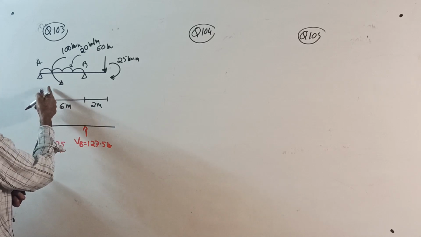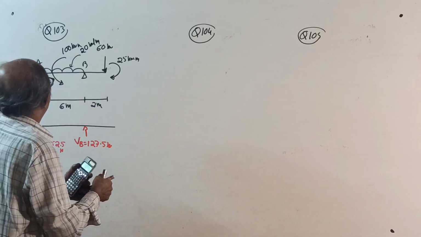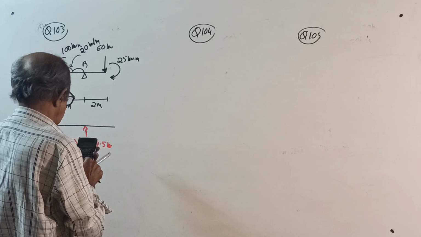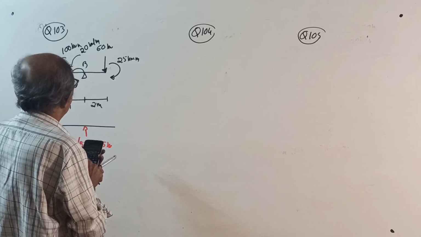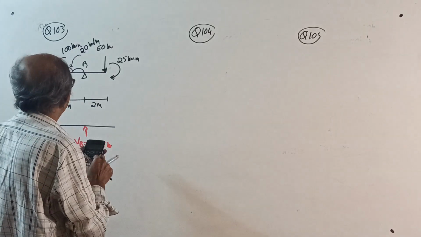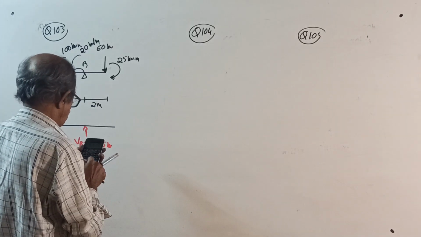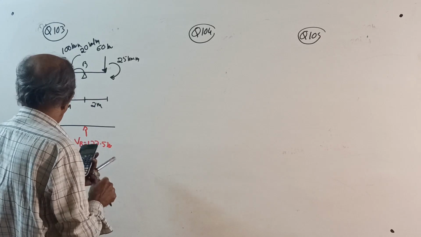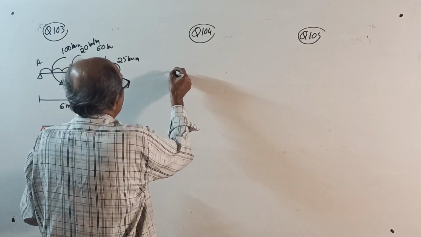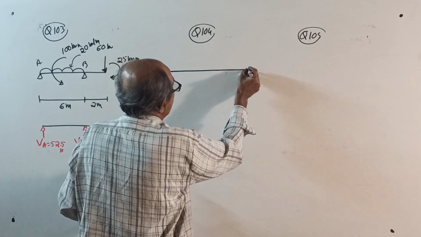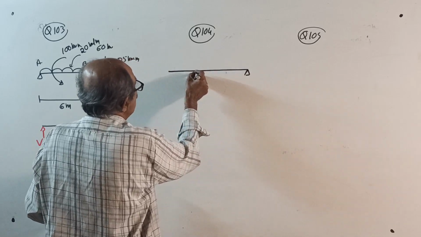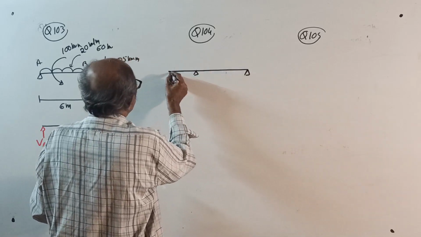This distance is not given. Take whatever you want. I'll check the answer. 20 into 6 into 3 plus 100 minus 60 into 2 minus 25 divided by 6. 52.5, correct. Now, a question on left overhang. This time I will see that negative reaction will come. Okay.